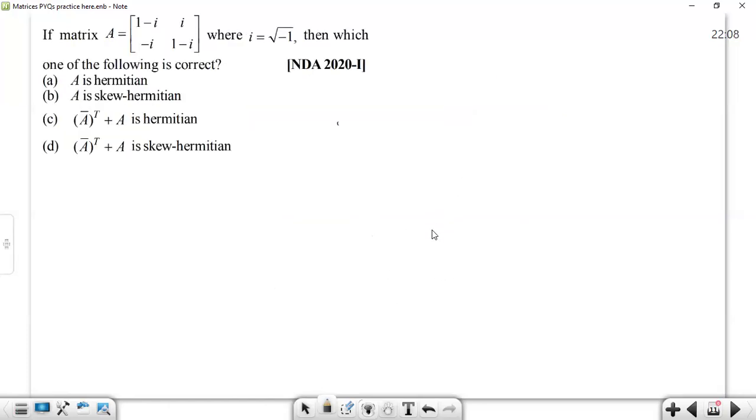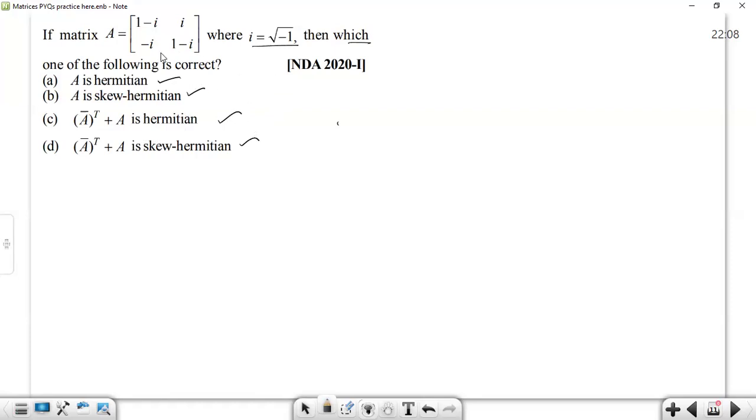Let's move forward and solve this question. So the given matrix is A, 1 minus iota, iota, and minus iota, 1 minus iota, where iota is the imaginary unit. Then which one of the following is correct? So we are talking about A being Hermitian, skew Hermitian, or A's conjugate and transpose plus A becoming Hermitian or skew Hermitian.